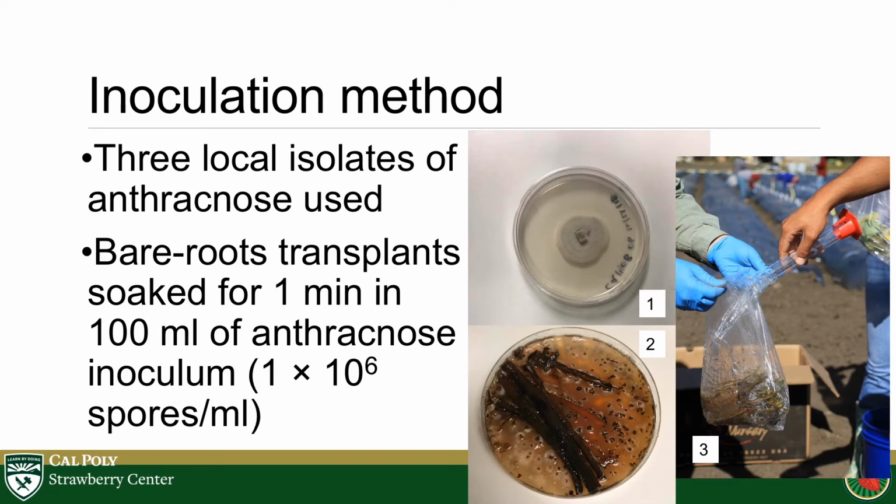Now for inoculation method, there was a total of 3 local isolates of anthracnose used. Now in image number 1, you can see anthracnose growing in lab on media. Image number 2 shows the aftermath of when we harvested spores for the inoculum. Bare root transplants were soaked for 1 minute in 100 milliliters of anthracnose inoculum.